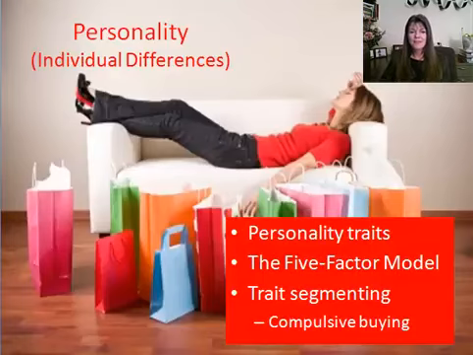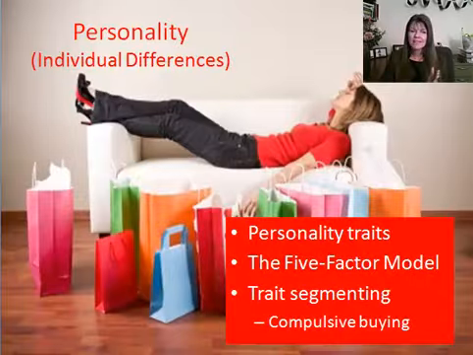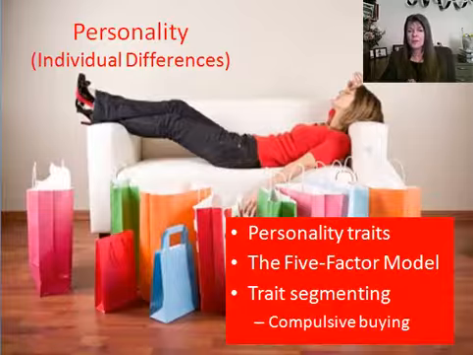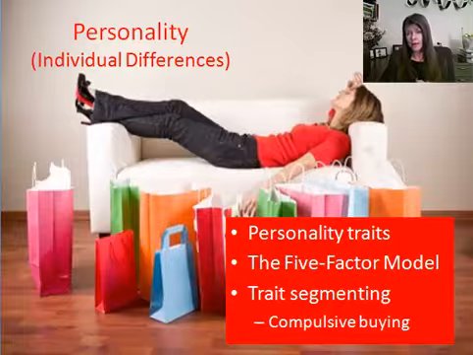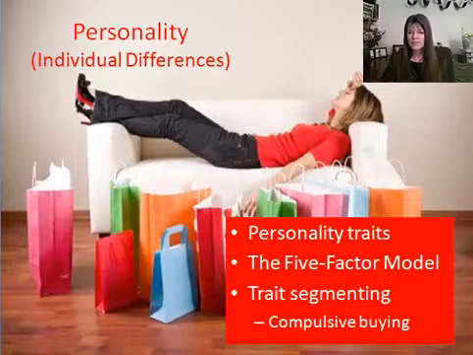Models like the five-factor model allow marketers and consumer researchers to segment populations by traits. For instance, research with the five-factor model has found two groups who are especially vulnerable to compulsive buying. And when we say compulsive buying, we're talking about the tendency to buy things you don't really need. The most vulnerable personality segments are those who are low in conscientiousness and high in agreeableness, but for very different reasons.